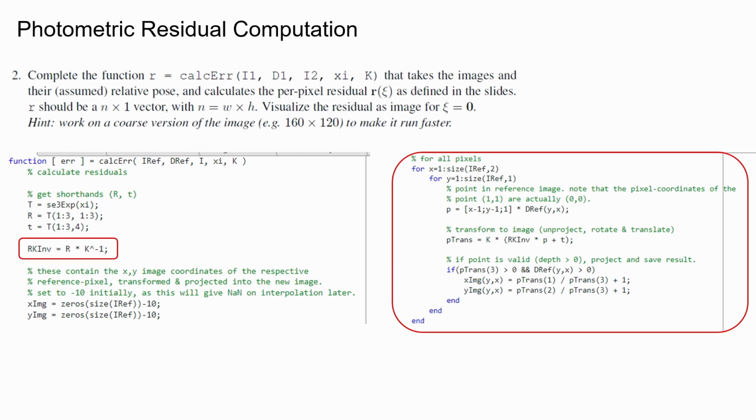Using the depth value, the pixel is back projected into the 3D space. The 3D point is then transformed by applying the current pose estimate and projected onto the second image. If the depth is valid and the projected point lies in front of the camera, we sample the intensity of the second image using interpolation.